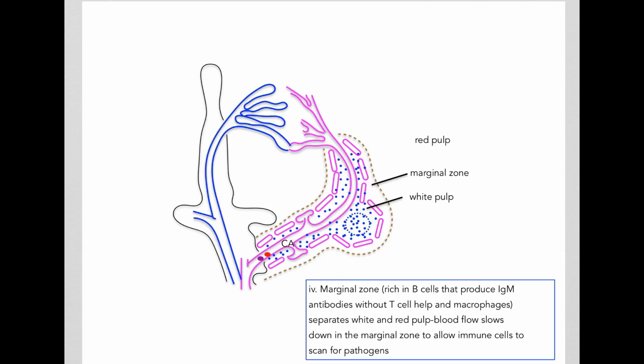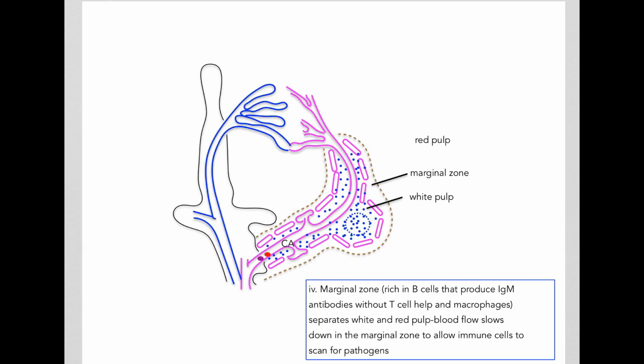Then outside the white pulp, we have this region called red pulp. So we have the white pulp inside and the red pulp outside. And between the red and white pulp, shown in this dotted brown line, is a region called the marginal zone. The marginal zone is very rich in macrophages and B cells that can produce the very large IgM, immunoglobulin M antibodies, and they can produce these IgM antibodies without the help of any T cells.